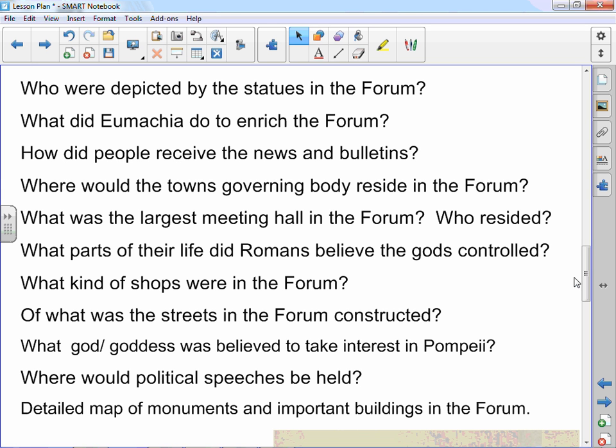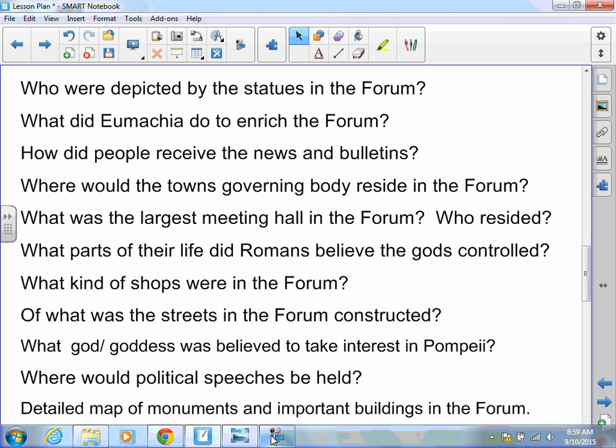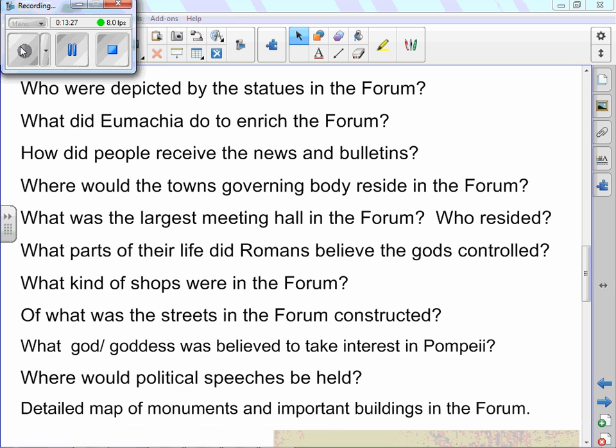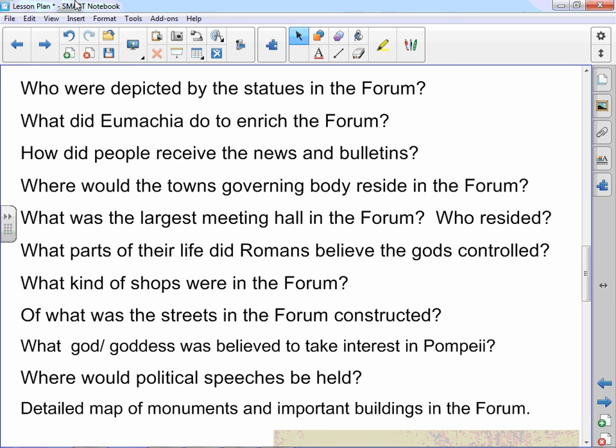What parts of their life did Romans believe the gods controlled? Well, pretty much every part of their daily life. And I've got to sneeze. I'm sorry, you're going to have to bear with me in my allergies. What kind of shops were in the forum? Remember, we found some vegetable shops in the back there with some meat shops.